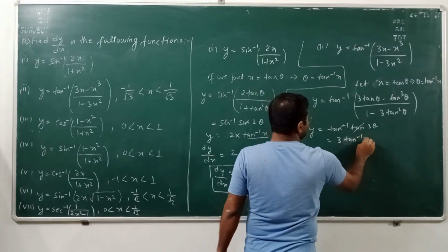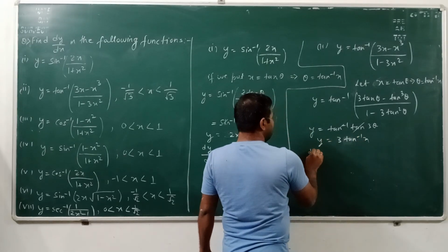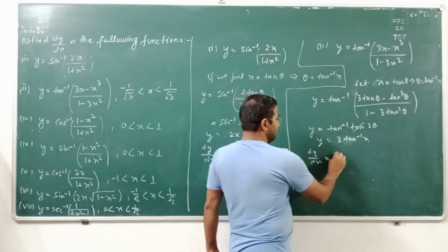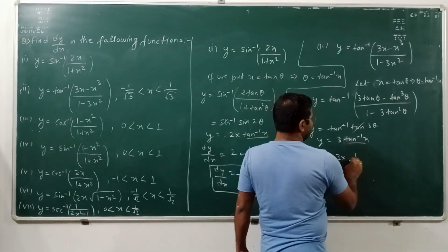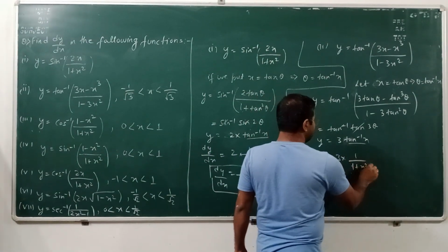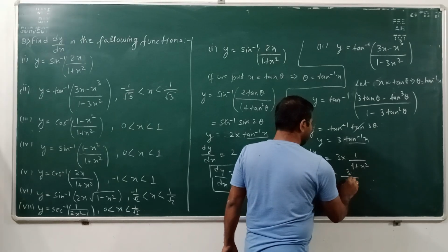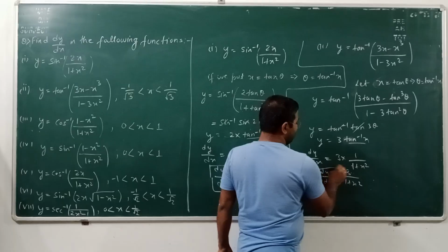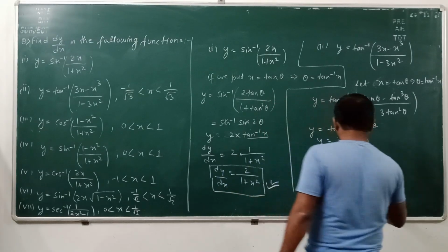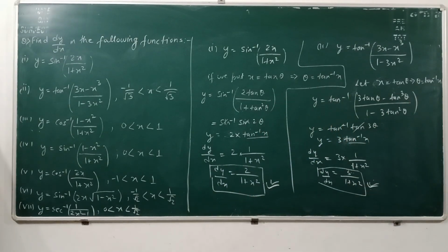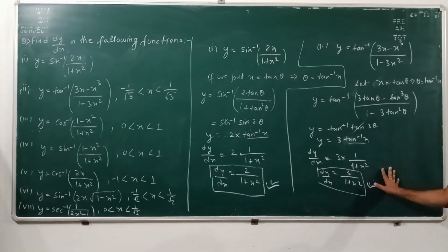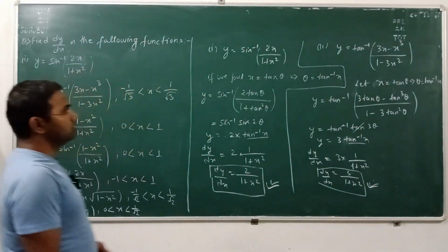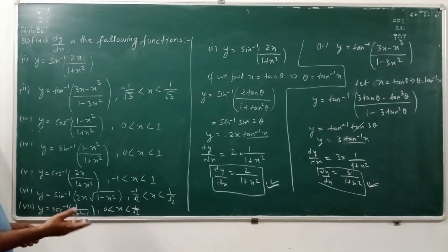tan inverse x. Now we will find the dy upon dx, which will be 3 into 1 upon 1 plus x square, then 3 upon 1 plus x square. So this will be the dy upon dx of the given function. So see here how you will write the dy upon dx of a given inverse trigonometric function. Okay, I hope you have understood how you will write the solution, how you will find the dy upon dx.